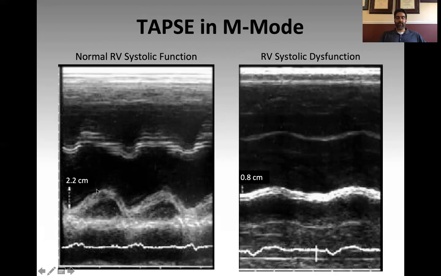If we measure this, we can see here in the normal RV, the TAPSE is about 2. In RV systolic dysfunction, you can see that that degree of motion is not all that significant. So a TAPSE of under 1 here. So a normal RV, and a dysfunctional RV.